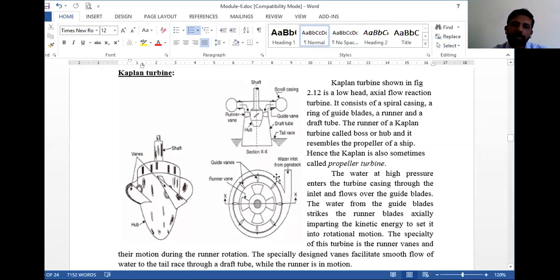So Pelton turbine is used for dams which has got head level above 100 meters, Francis turbine between 30 to 100 meters, and Kaplan turbine is being used for dams which has got up to 30 meters of height of water in the reservoir. Okay, that is for low head dams. So in this case of the dams, they will use the Kaplan turbine.